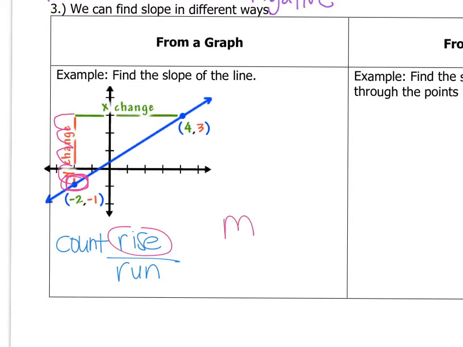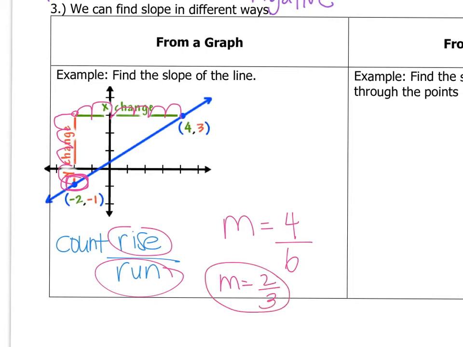So we use m for slope, our rise is 4, and then we count our run, which means going left or right. So from this point, we are going to go over 1, 2, 3, 4, 5, 6. So our run is 6, and then we simplify that to be 2 over 3. So from our graph, we count rise over run, and for this example, the slope is 2 over 3.